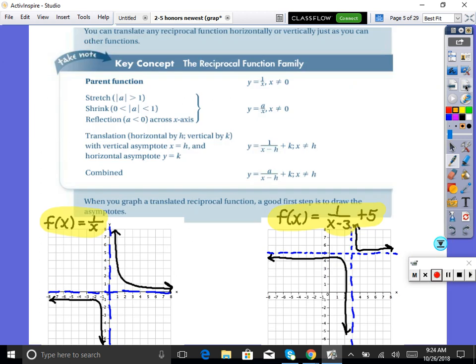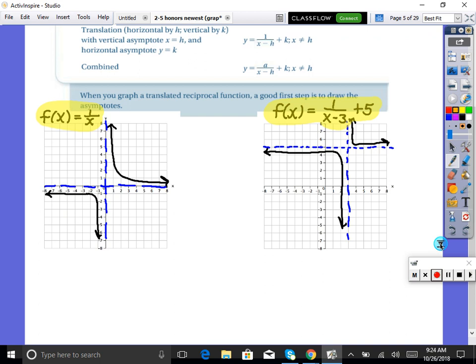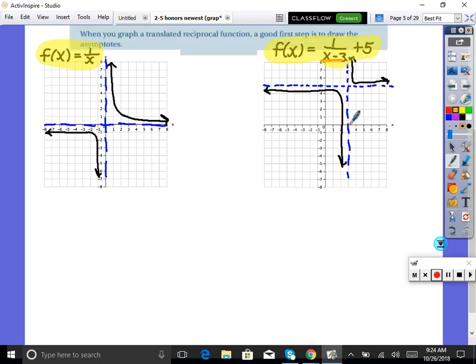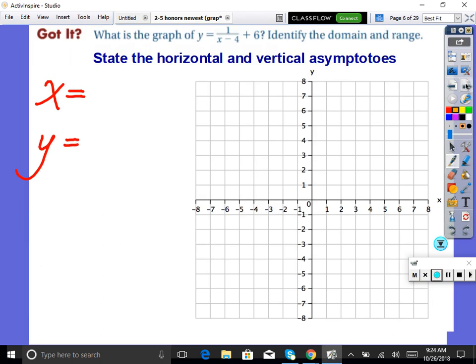Let's go way quick through this one. So everybody, in this one, you would say this is a shift of right 3. So there's my asymptote, ding ding ding, at right 3. And then it would be up 5. So then there's my horizontal asymptote at 5, and then I could plot points. Everybody good?